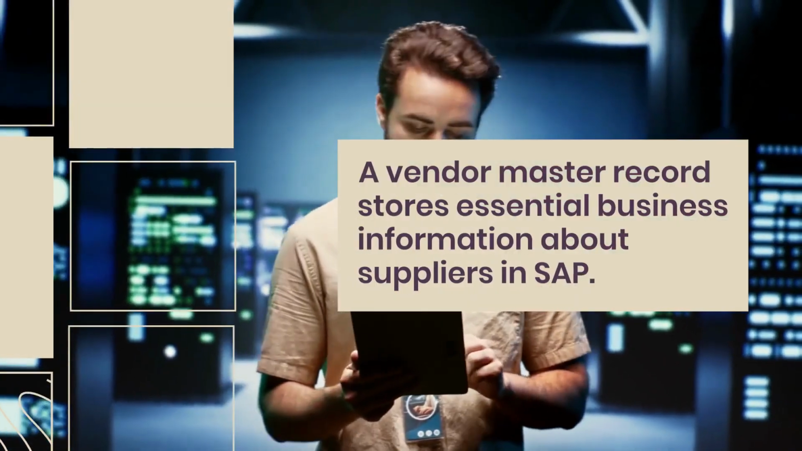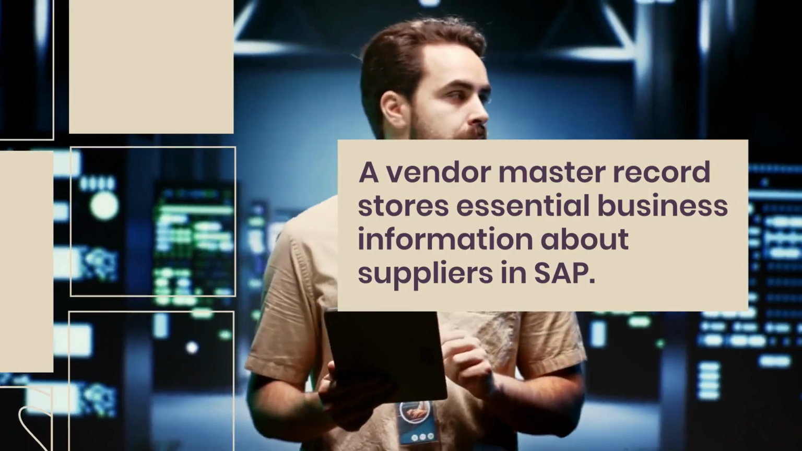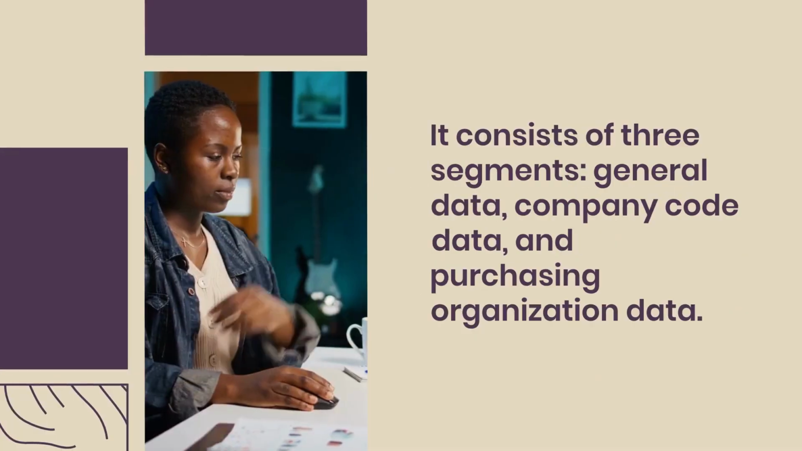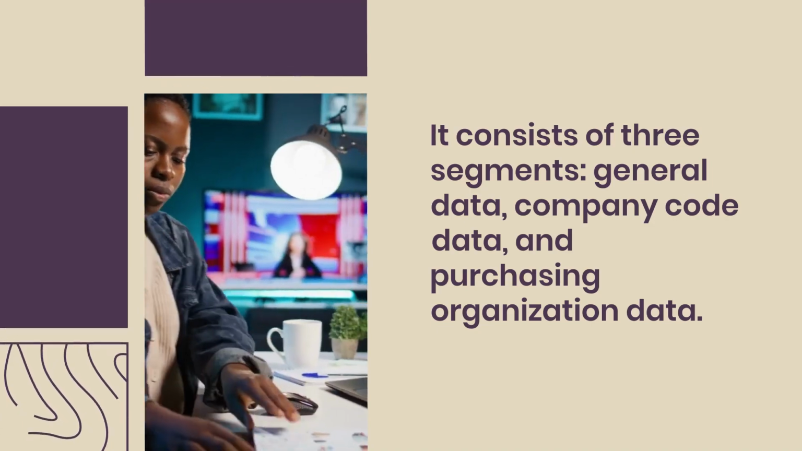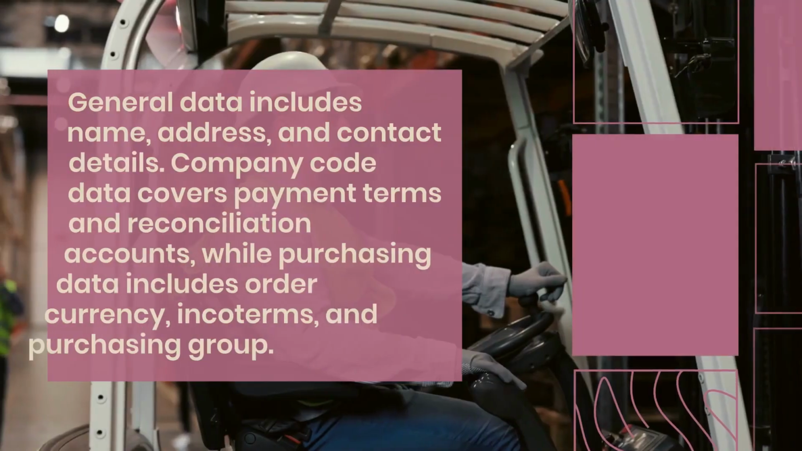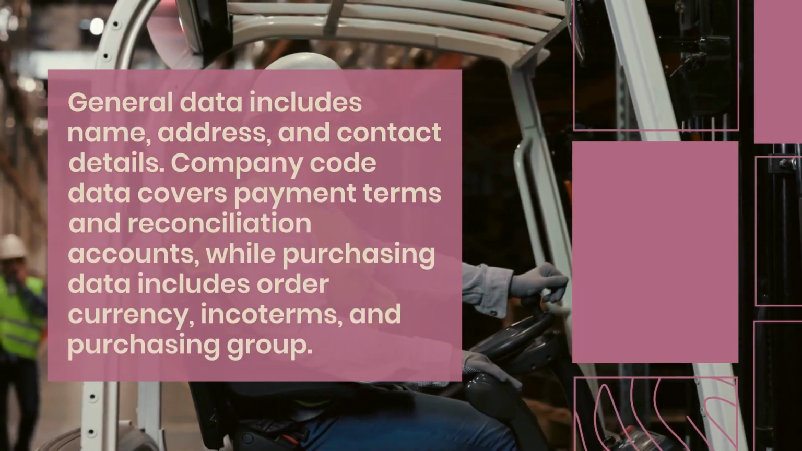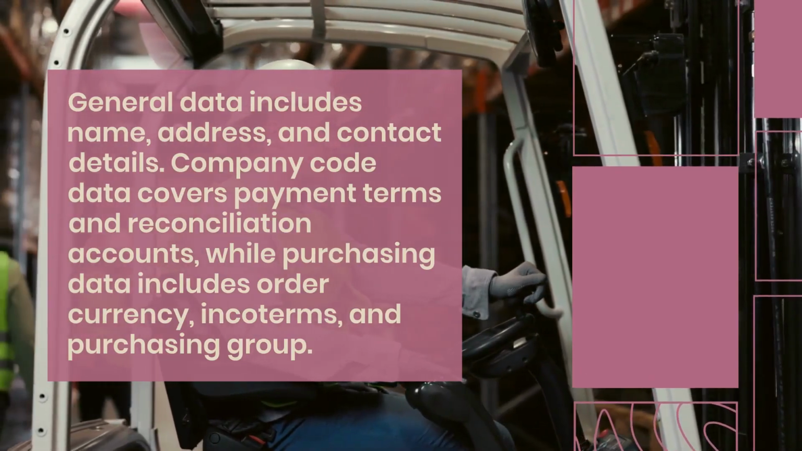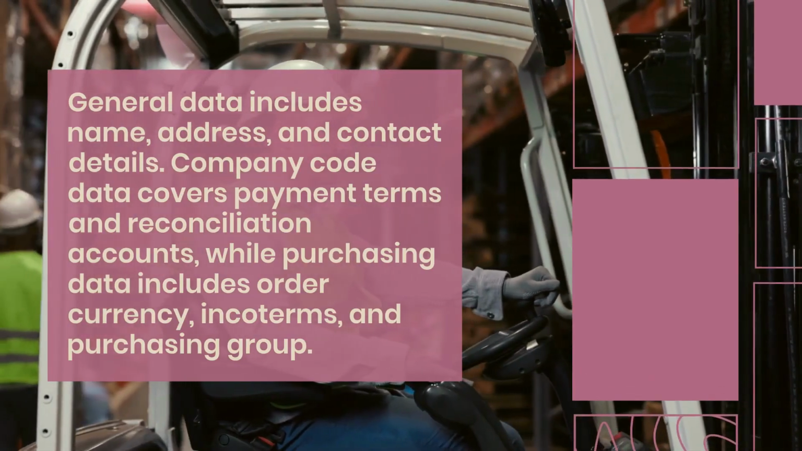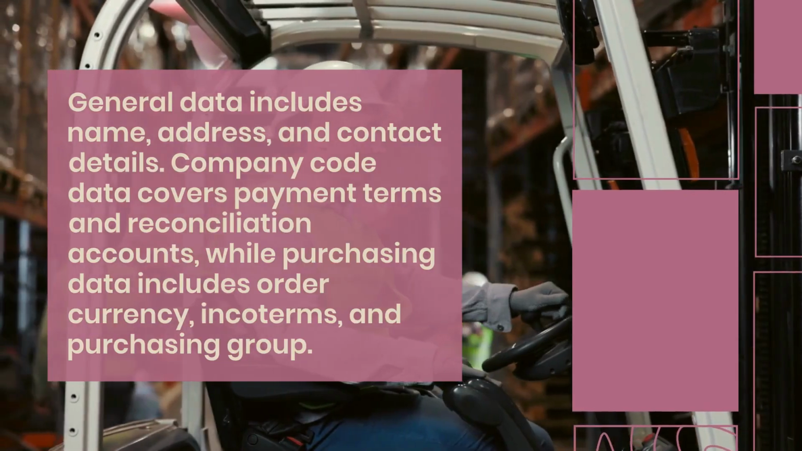11. What is the vendor master record? A vendor master record stores essential business information about suppliers in SAP. It consists of 3 segments: general data, company code data, and purchasing organization data. General data includes name, address, and contact details. Company code data covers payment terms and reconciliation accounts, while purchasing data includes order currency, Incoterms, and purchasing group.